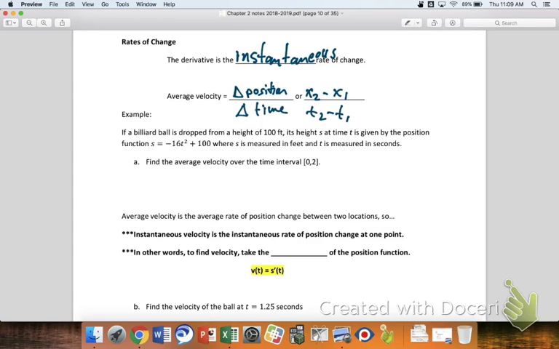There's one other way to describe this, and I don't know if you guys have heard this word. If you've been in physics, you probably have. Change in position is also known as displacement. So you can think of it as displacement over delta time. So displacement is only concerned with where did you start and where did you stop.